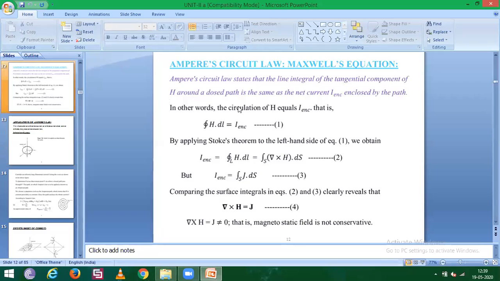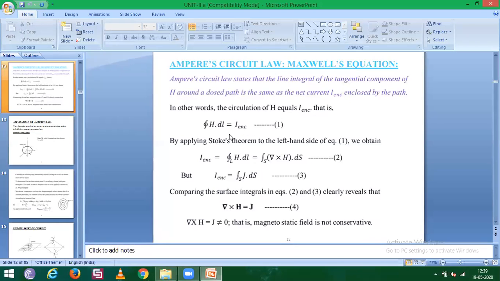So Ampere's circuital law states that the line integral of the tangential component of magnetic field intensity H around a closed path is the same as the net current I enclosed by the path, right? So the integration of the tangential component of magnetic field is equal to the current enclosed by the path along which you are integrating the magnetic field. That is, the closed line integral of H dot dl is equal to I enclosed.